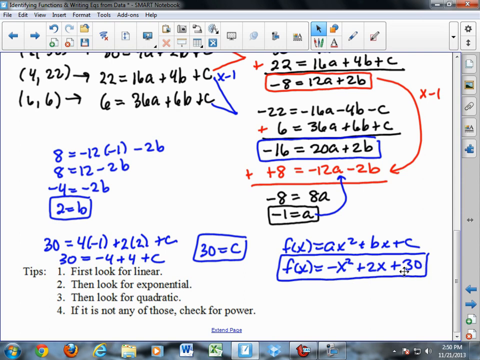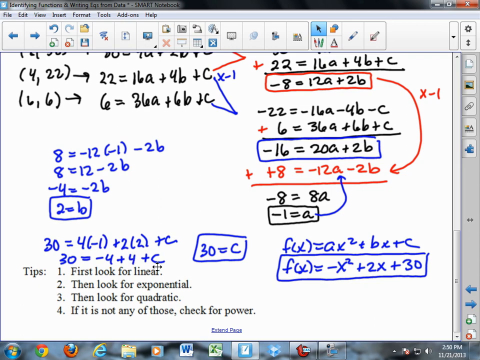Now the 4 equations I'm going to ask you to be able to do are linear, quadratic, exponential, and power. Linear and exponential are the easiest to spot. Look for linear first. If that's not linear, check for exponential. Look for that add-multiply pattern. If it's not either of those, check for quadratic, that constant second difference. If it's not quadratic or linear or exponential, then it's going to be a power function.